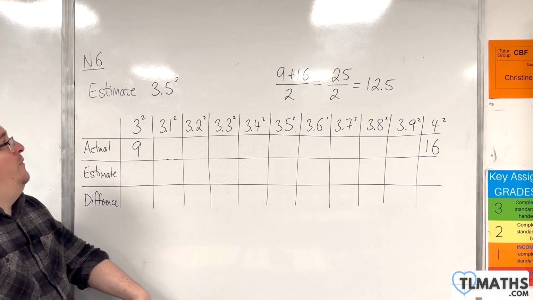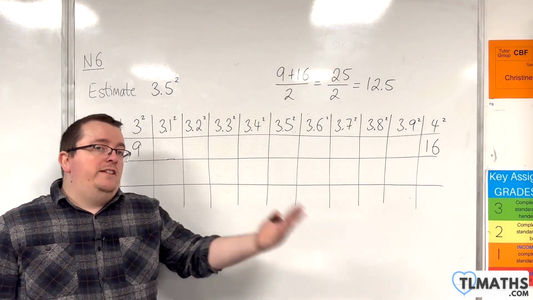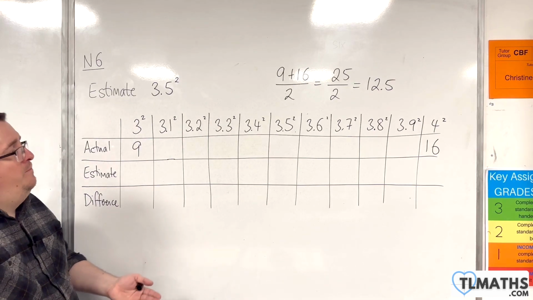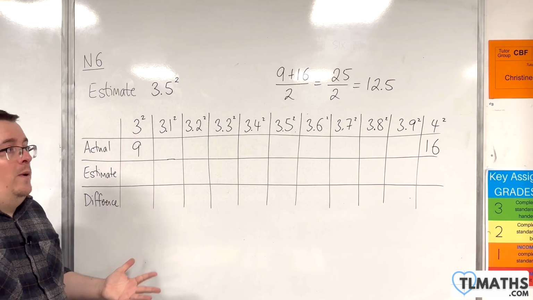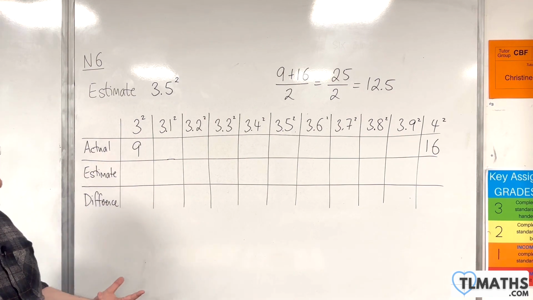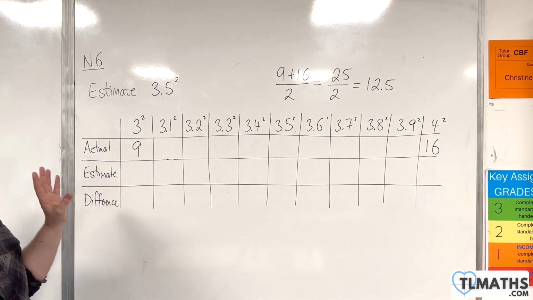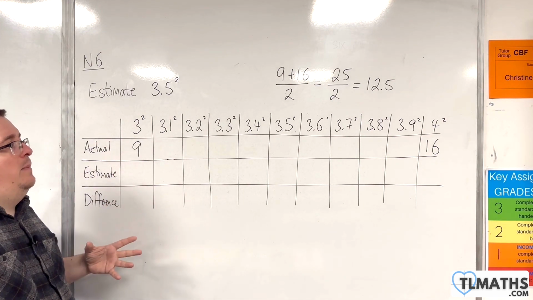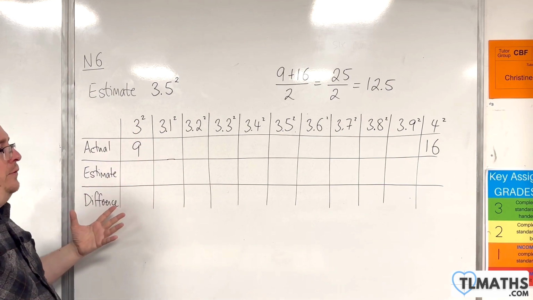So is 3.5 squared exactly 12.5? Well, the answer to that is no, it's not. 3.5 squared is not equal to 12.5, although it is close. Now, what we can do is we can think, well, can we come up with a method that will be able to estimate these values?